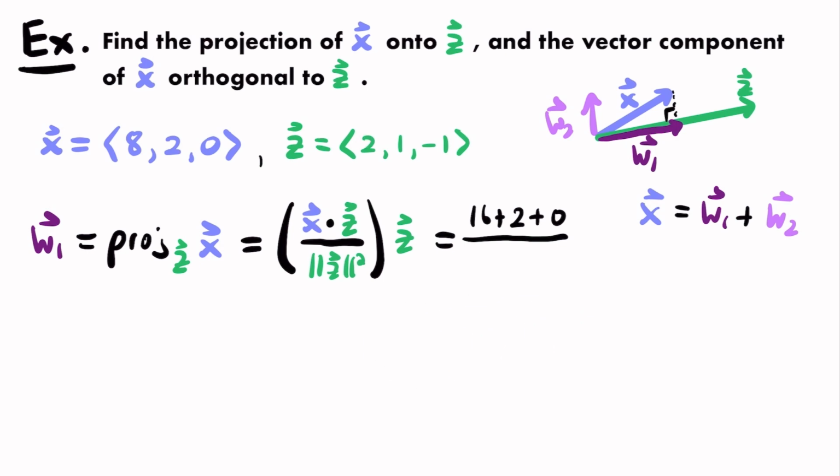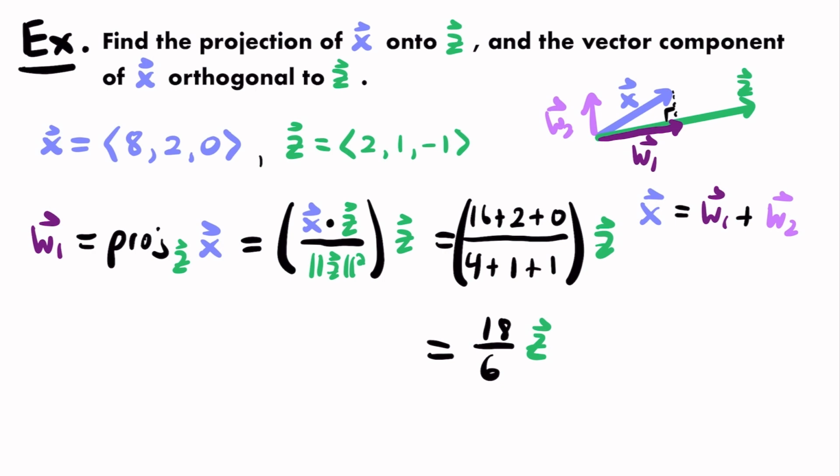So here's what we'll have. We'll have 2 times 2, which is 4, plus 1 times 1, which is 1, and then we'll have negative 1 times negative 1, which is also positive 1. And that whole quantity will be multiplied by vector z. Now if we simplify, this will be equal to 18 divided by 6 times vector z, right? 16 plus 2 is 18, plus 0 is still 18, and then 4 plus 1 is 5, plus 1 is 6.